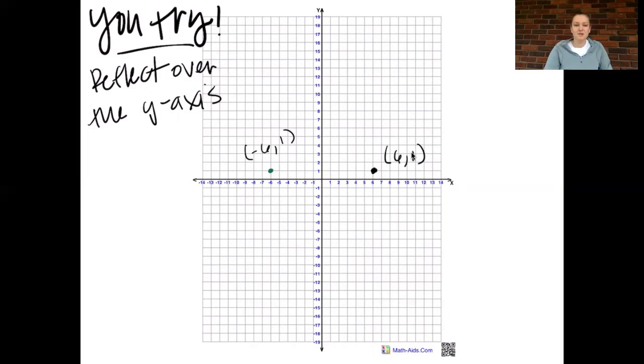Okay, so that is what you should have gotten to reflect over the y-axis. Remember, you want to go over top of that y-axis. If you don't cross it, then you didn't reflect over the right axis.